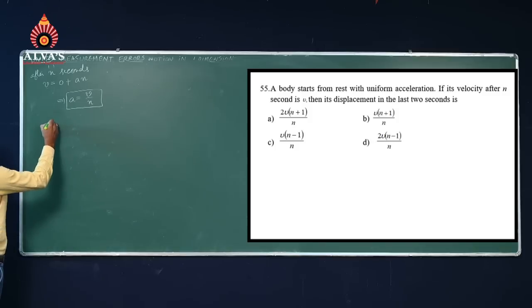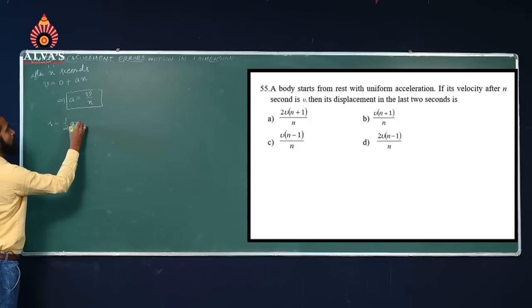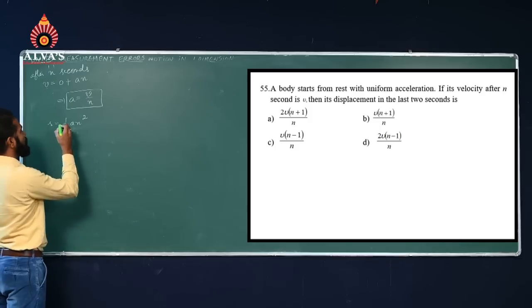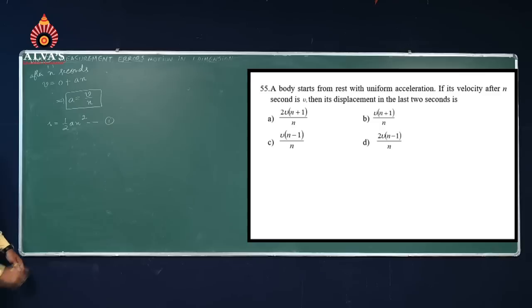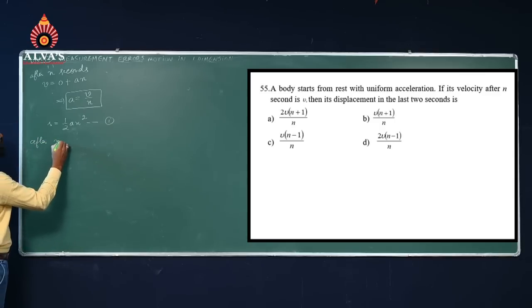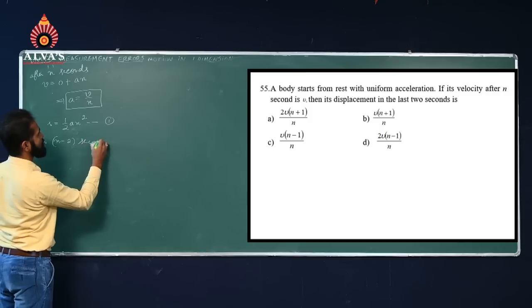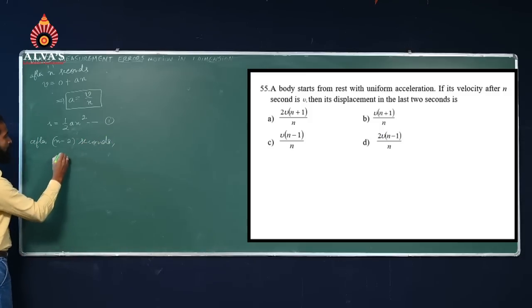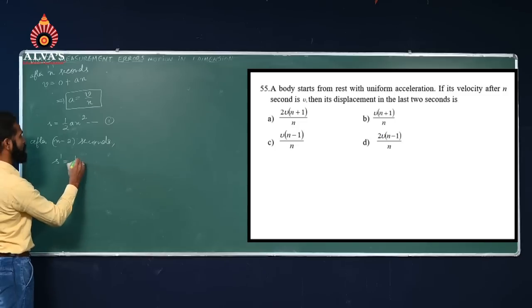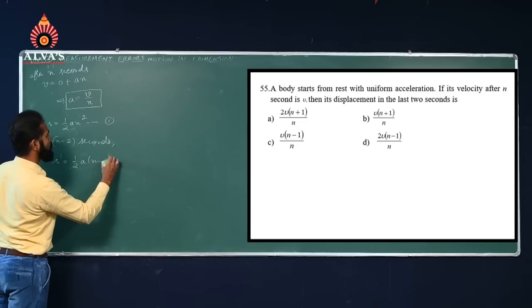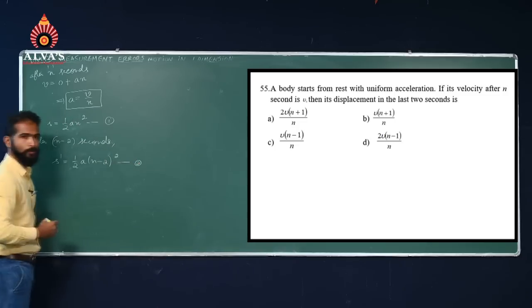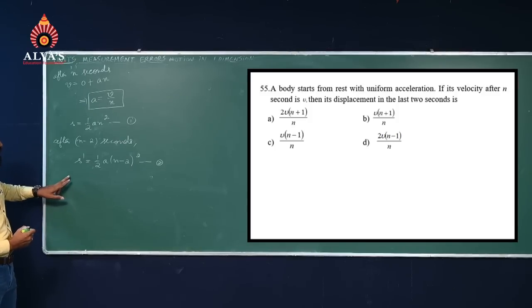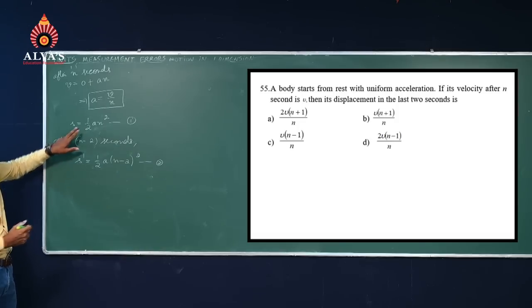So the distance travelled after n seconds will be half a into n square. Let me take it as equation 1. So let us calculate what is the distance travelled after n minus 2 seconds. After n minus 2 seconds, let me take the distance travelled total as S dash, half a into n minus 2 the whole square, that is equation 2. Now let us calculate the distance travelled in last 2 seconds, that is subtract the distance travelled in n minus 2 seconds from distance travelled in n seconds.